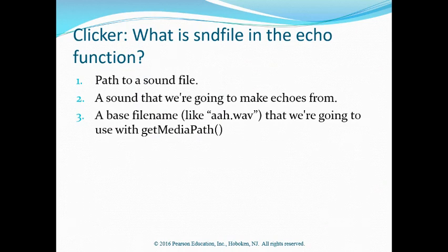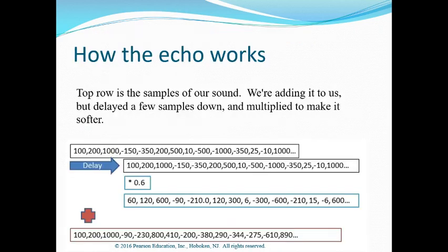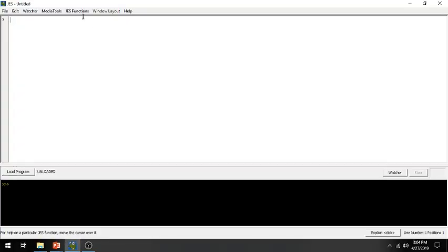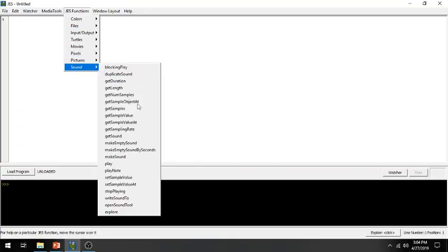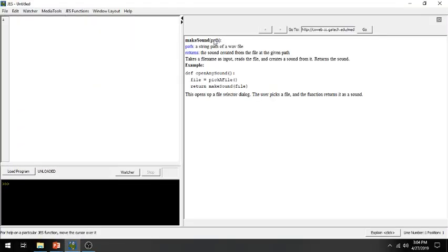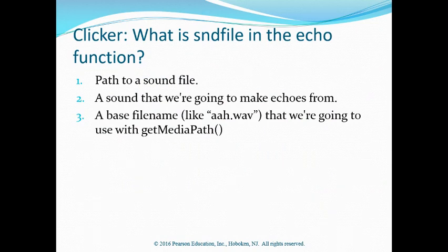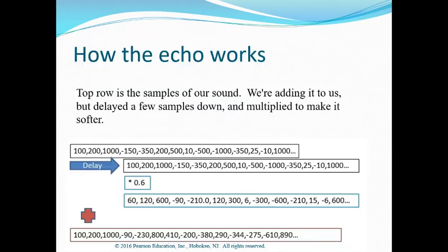Is it the base file name that we're going to use with get media path, or is it the path to a sound file? So let's go back and look at what make sound takes. If we look at our JES functions, we go to sound, we see make sound. It takes the path to the wave file, right? So we for sure know that number one, the path to the sound file, is correct.